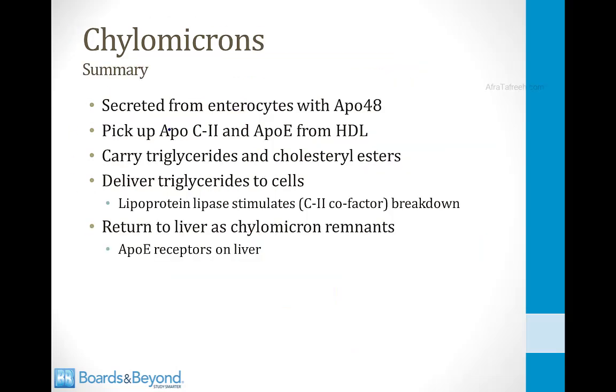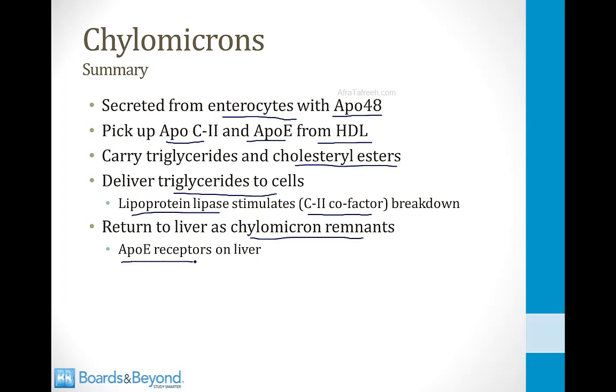So here's a summary of the important points to remember about chylomicrons. They are secreted from enterocytes with ApoB48 on their surface. They pick up ApoC2 and ApoE from HDL. They carry triglycerides and cholesterol esters, and they deliver the triglycerides to cells. Remember that lipoprotein lipase stimulates the breakdown of triglycerides using ApoC2 as a cofactor. And then finally, they return to the liver as chylomicron remnants. In the liver, there are ApoE receptors that recognize the chylomicron remnants and take them up by receptor-mediated endocytosis.